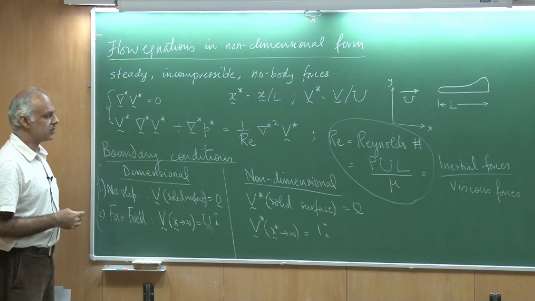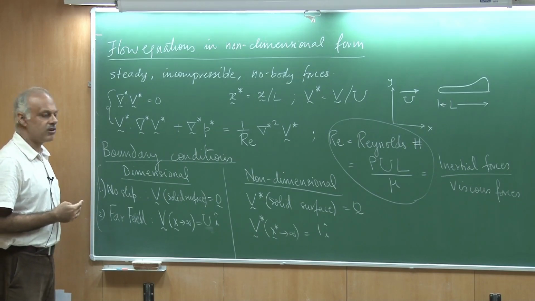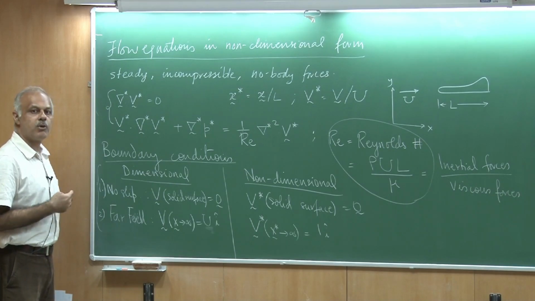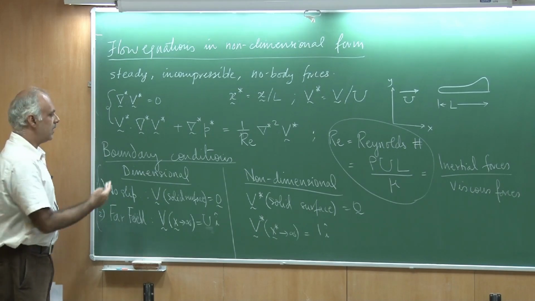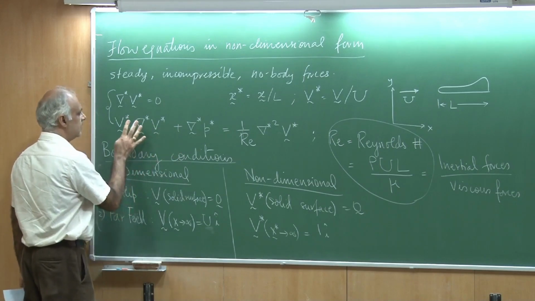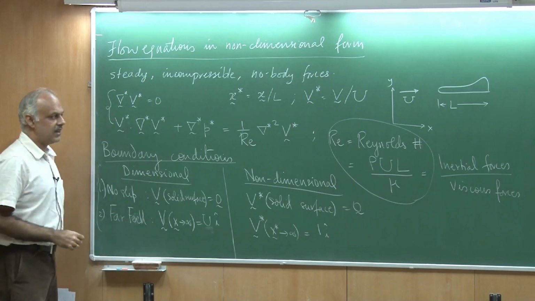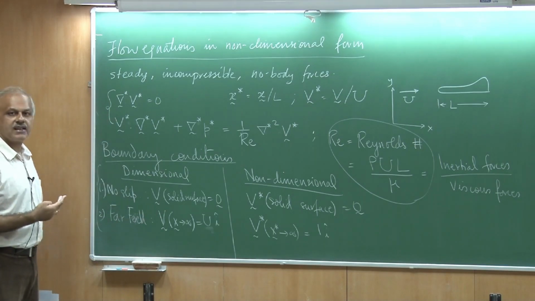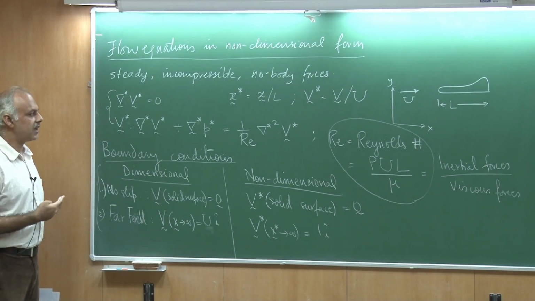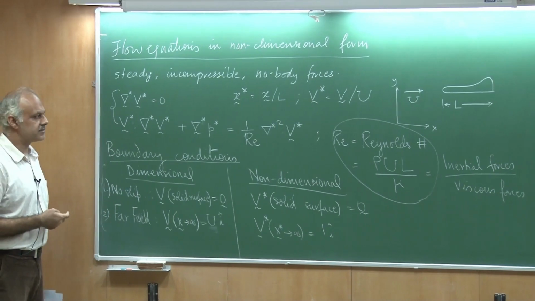So the non-dimensional form of the equations also tells us a little bit more about the physics. There are 3 terms here: the inertial, the pressure, and the viscous, and the Reynolds number actually tells us which terms are more important compared to the others.